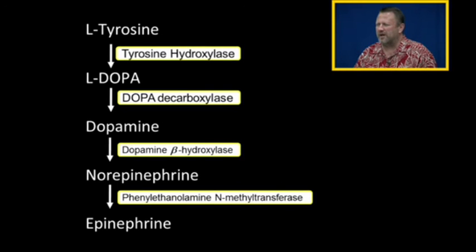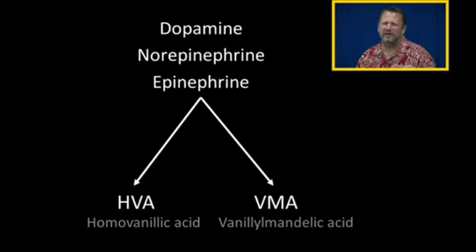So the conversion of tyrosine to L-DOPA is done by tyrosine hydroxylase. The conversion of DOPA to dopamine is done by an enzyme called DOPA decarboxylase. The conversion of dopamine to norepinephrine is done by an enzyme called dopamine beta hydroxylase. And norepinephrine is converted to epinephrine by an enzyme called phenylethanolamine N-methyltransferase.